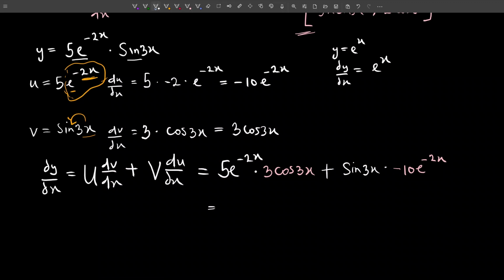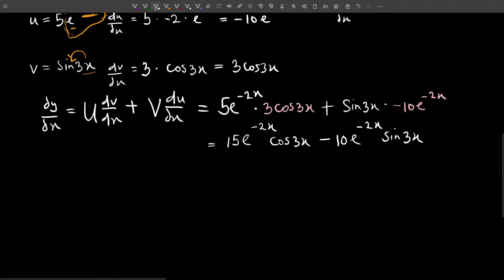So simplifying, this will give me 15, because 5 times 3 is 15, e raised to minus 2x cos 3x plus, simplify this. Okay, minus times plus should give me minus. So minus 10e raised to the power minus 2x sine 3x. So this can be the answer.